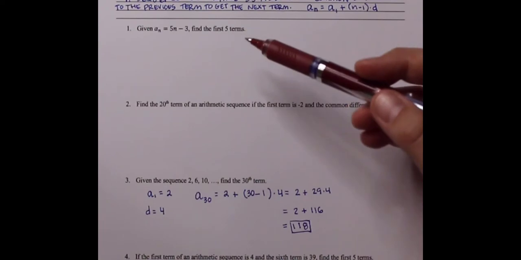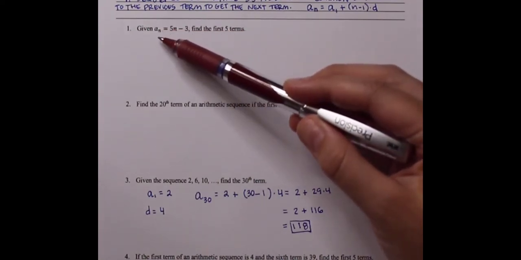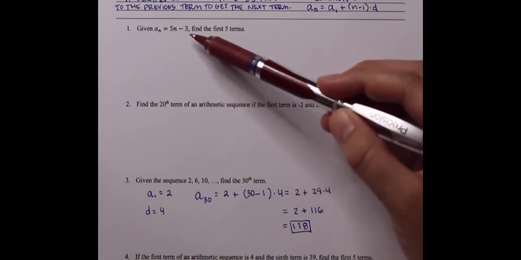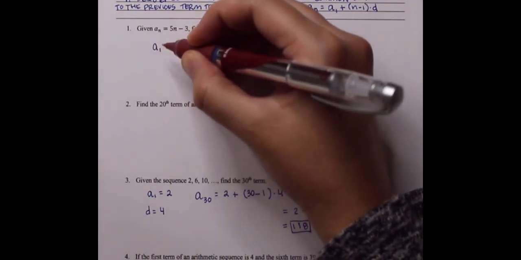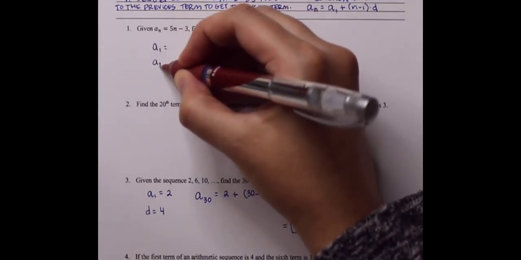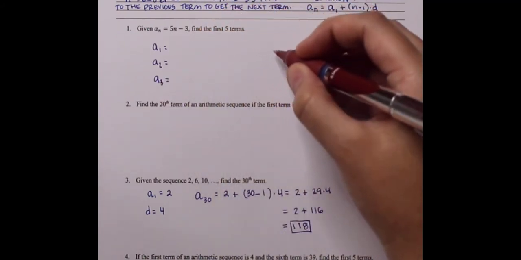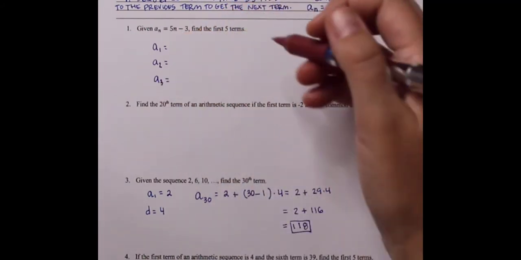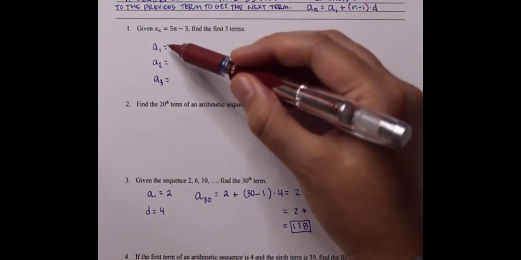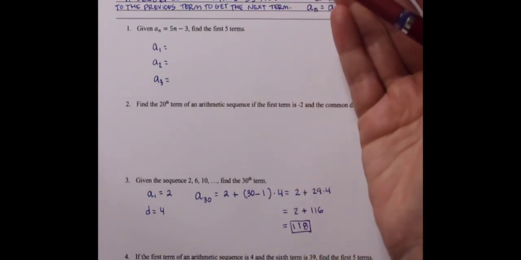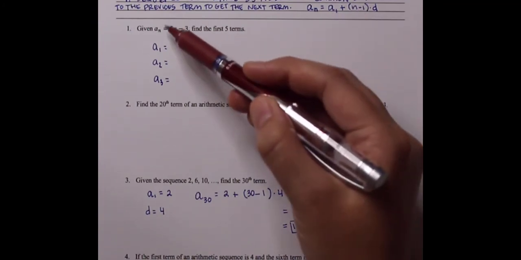Okay, so let's back up and go to number 1 here. Given the rule for the terms, a sub n is 5n minus 3. Find the first 5 terms. So this question is asking, what is a sub 1, what is a sub 2, a sub 3, a sub 4, and a sub 5. Let me just give myself some more room. I'll leave that there and I'll fill in the rest in a minute. So we have a rule or a formula for the terms. Notice we were never told the first term, so we can't actually use our previous formula. We have to use this given one.